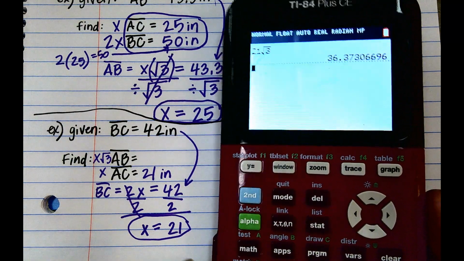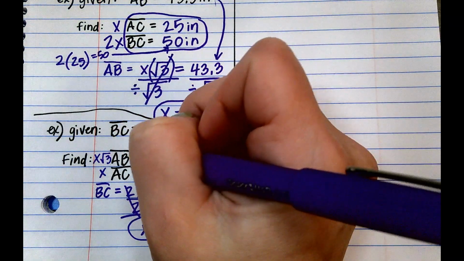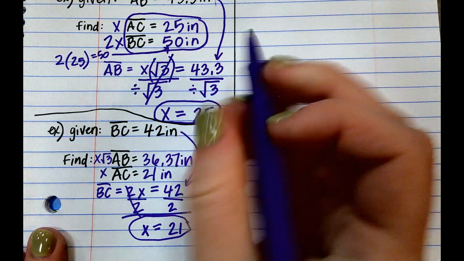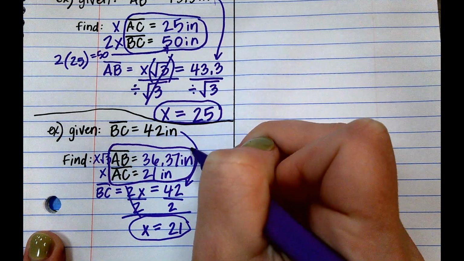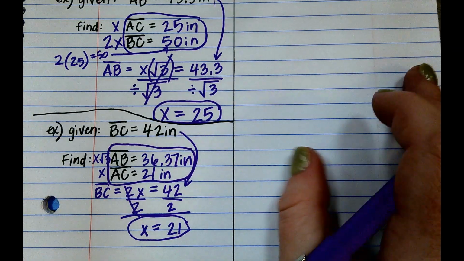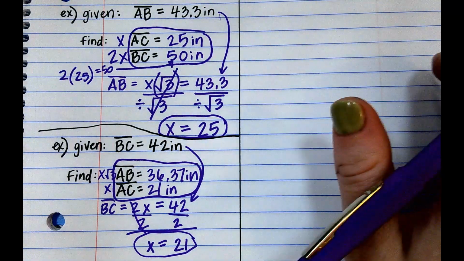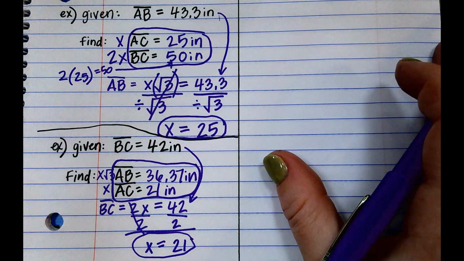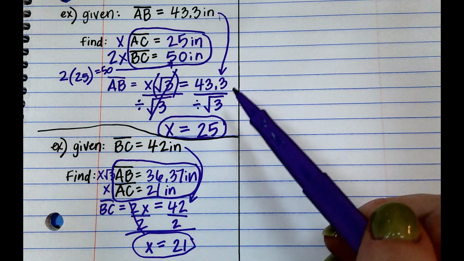36.37. Perfect, 36.37 inches. Good. Okay, so if we were given x right off the bat, we would plug it into the other two to find the other values. But since on these two examples we didn't know x, we solved for x first.